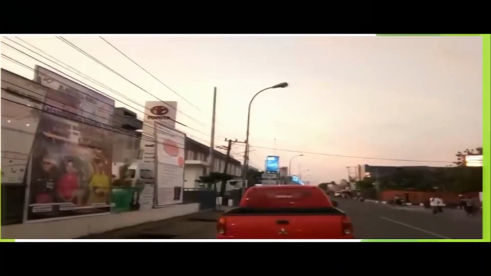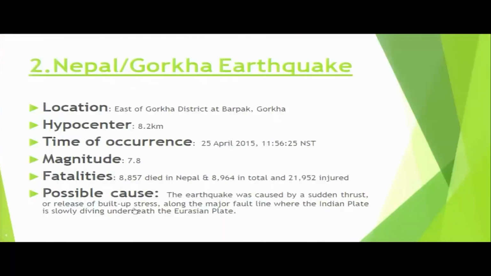So let's go to the other calamity, the Nepal Gorkha earthquake. This was a mega earthquake in the Himalayan region, and the magnitude of this earthquake was around 7.8, and this earthquake was also felt in the Indo-Gangetic plain. The location of this earthquake was east of Gorkha district at Barpak, Gorkha, that is in Nepal.